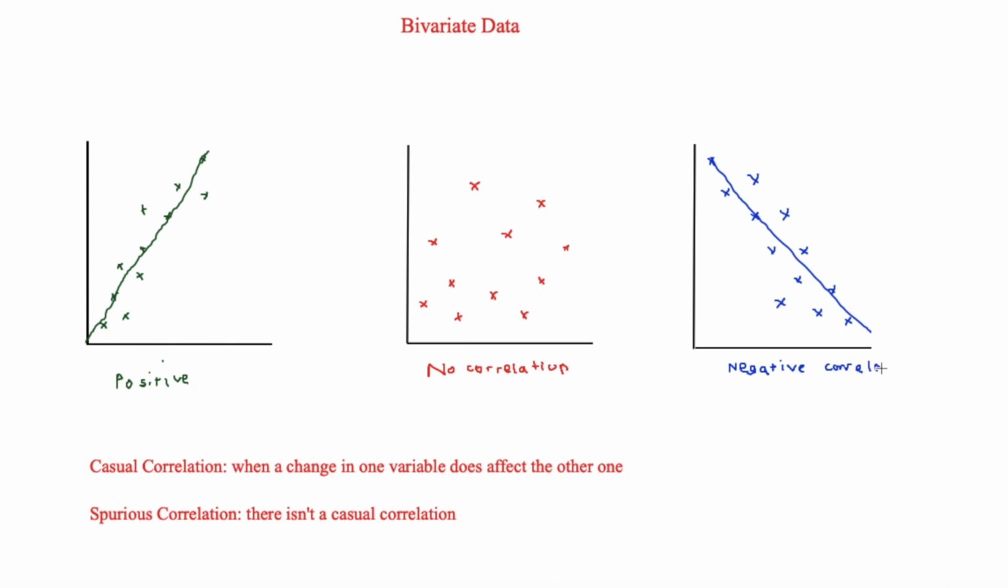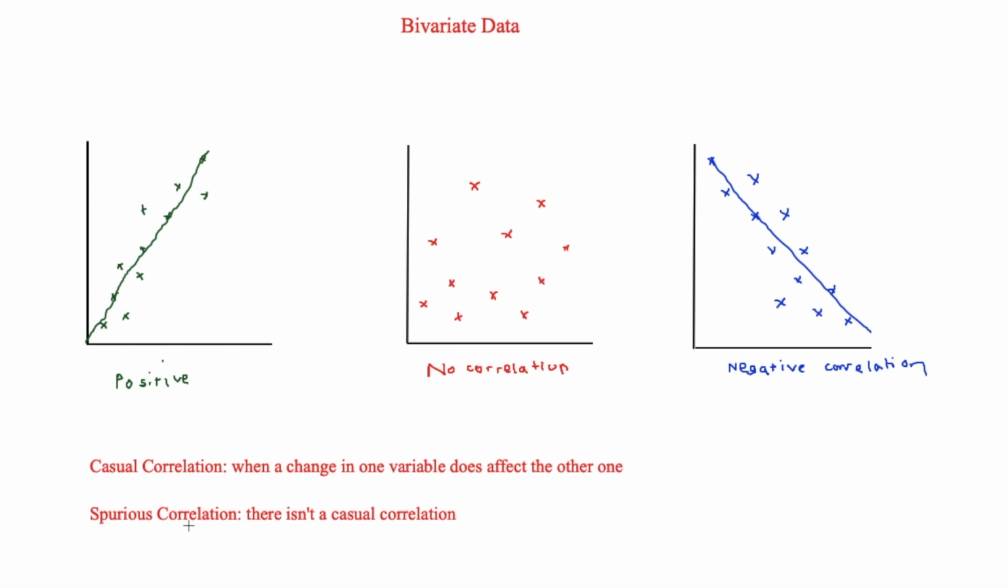There are two types of correlation though, which you do need to learn about. One of them is causal correlation, and this is when a change in one variable does affect the other one. For example, you could have the temperature and the number of ice creams sold. That would probably be a causal correlation, as you would expect the higher the temperature, the more ice cream sold, and therefore there would be a correlation, where a change in one variable does affect the other one.